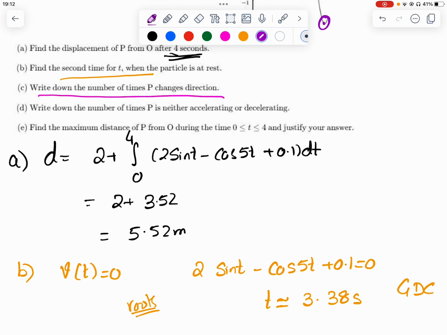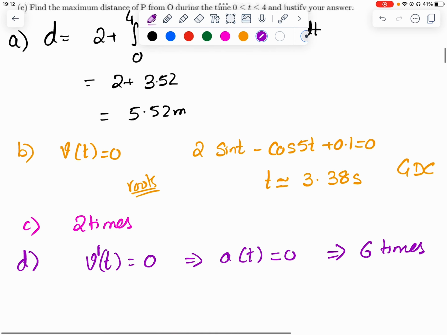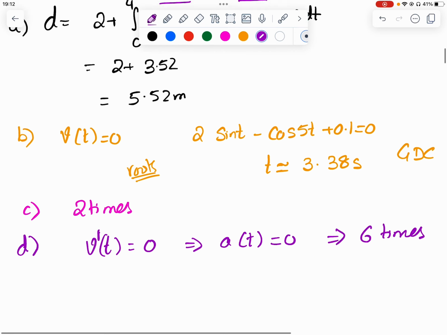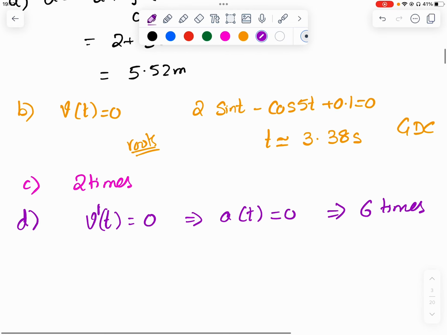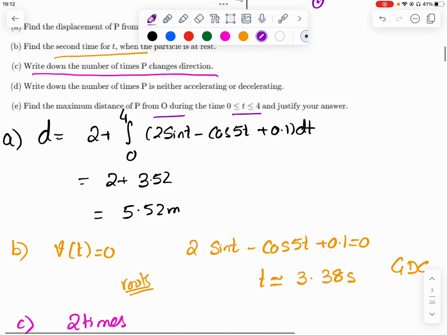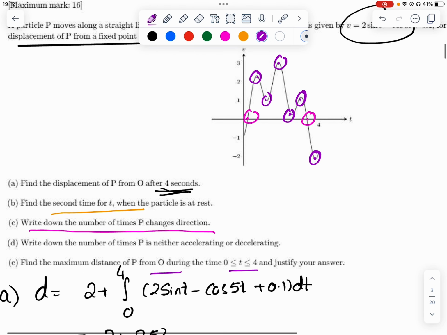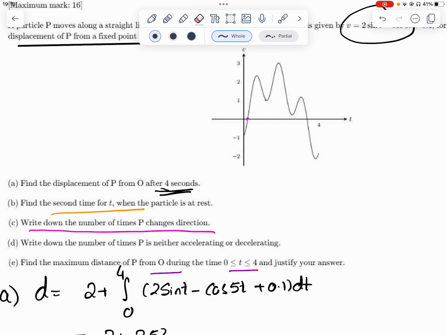Find the maximum distance of P from O during 0 to 4. Justify your answer. So 0 to 4 seconds. Now he is asking us to find the maximum distance from the origin from 0 to 4 seconds. So what am I going to do? We can see that the integral is maximum when the velocity graph crosses the t-axis for the second time. When it crosses the t-axis the second time, because if I erase all this, the rest is negative. So I have to calculate only from 0 to this part.